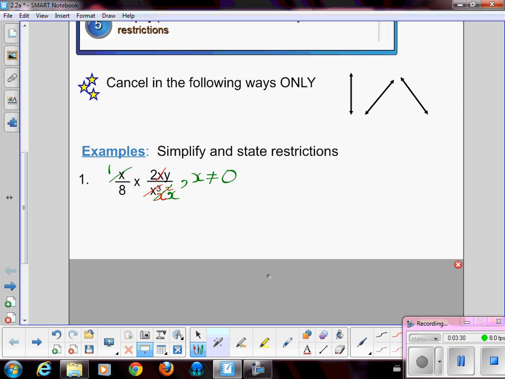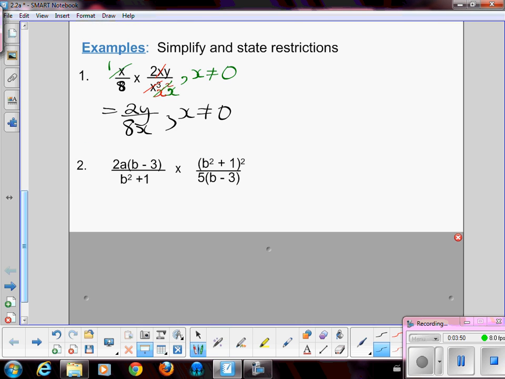So now what we're left with is some multiplying to go through. We have 1 times 2y, so that's a 2y. Then we have 8 times x, which would be an 8x, and my restriction is x cannot equal 0. Okay, moving on to the next question.